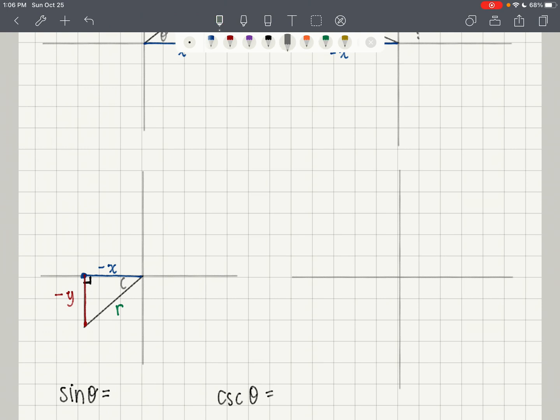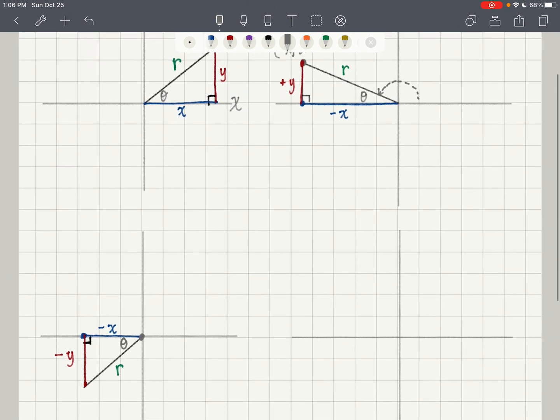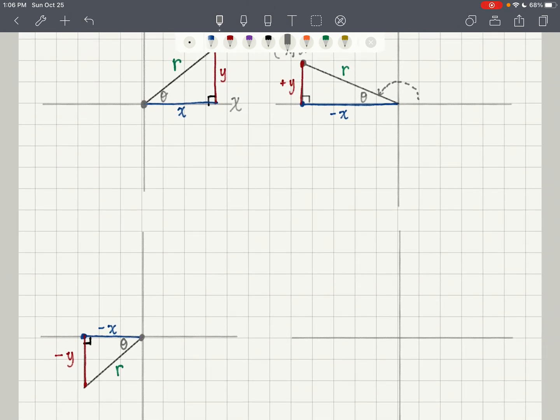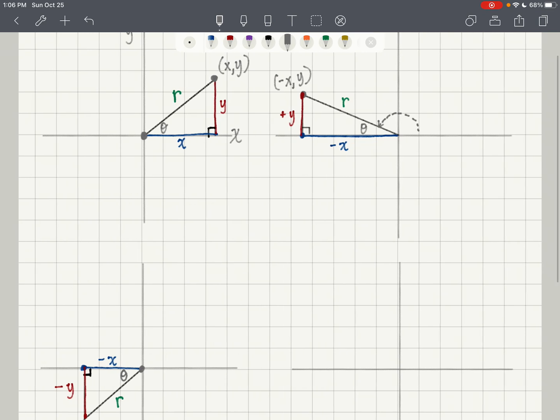Now, our angle theta is going to be the angle that's made with the origin and the x-axis.